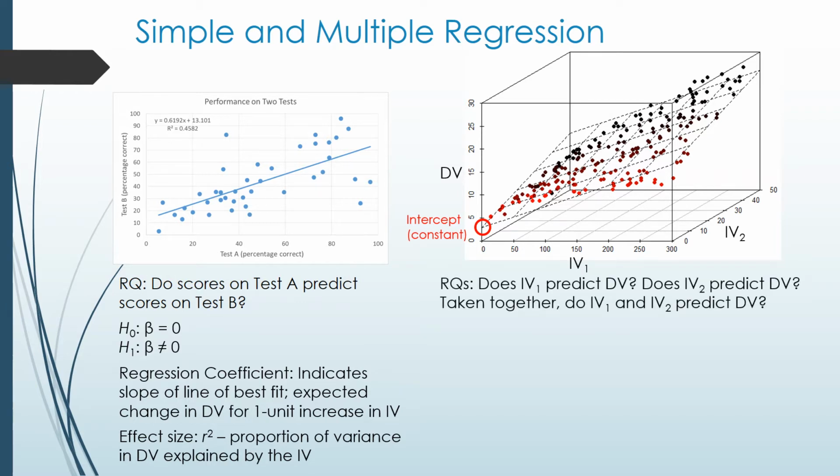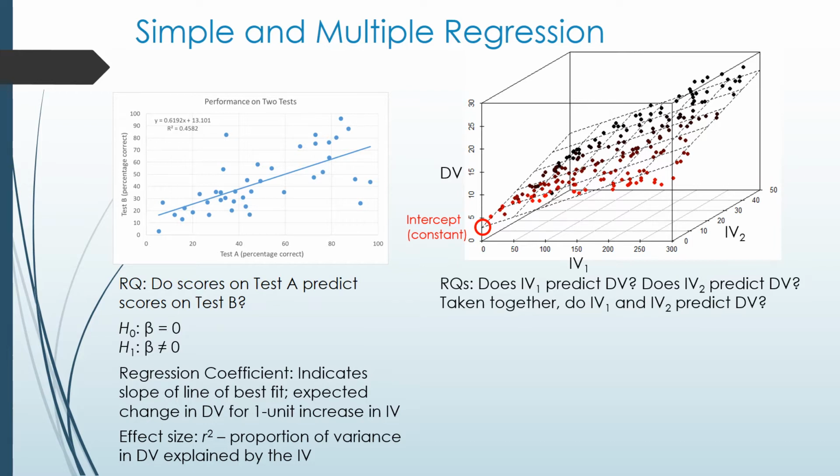Let's take a look at some of the things that are included here. Our research questions now, in this particular example, we would actually have three. The first one is, does independent variable 1 predict the dependent variable? The second is, does IV2 predict the dependent variable? And then the last one is the entire model. So instead of looking at individual independent variables, now we're looking at them as an entire model. They're lumped together. So taken together, do IV1 and IV2 predict the dependent variable?